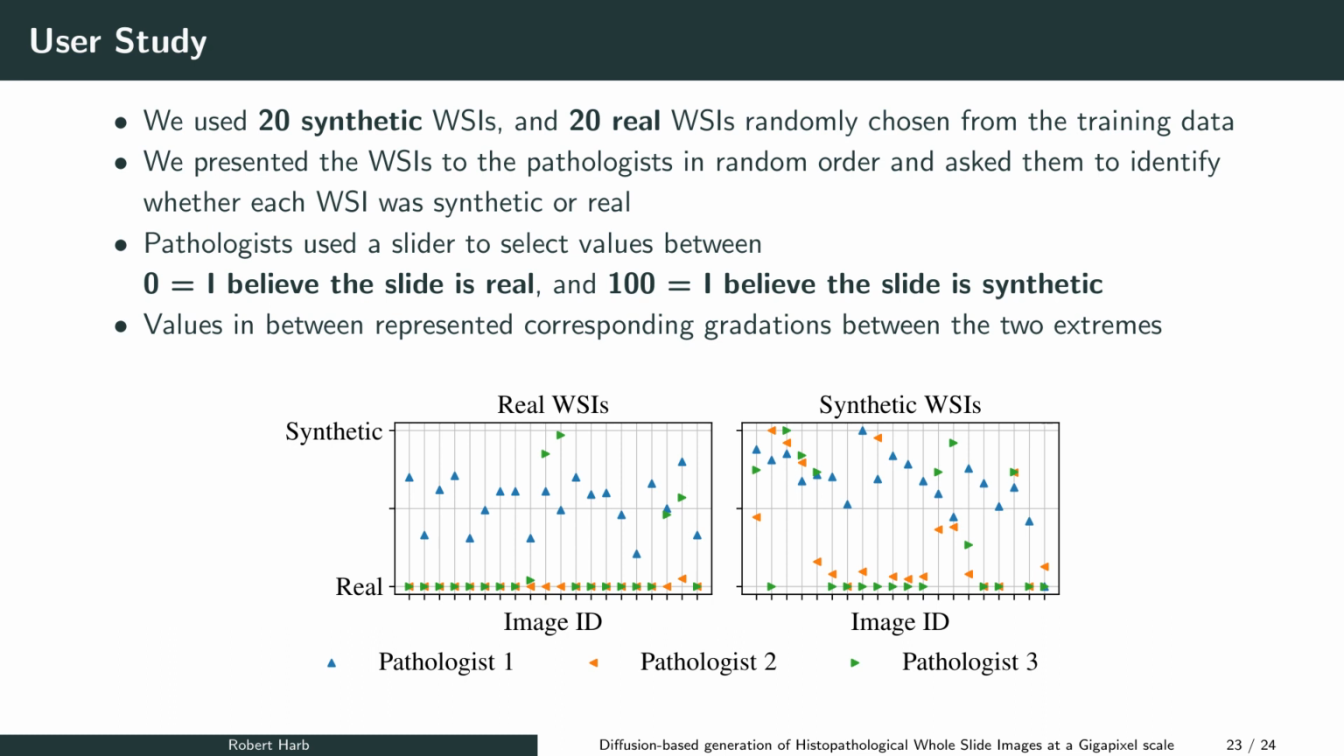To further evaluate the quality of our sampled images, we conducted a user study with professional pathologists. We presented them 20 synthetic and 20 real images and asked them to identify whether an image was real or synthetic. The results of our study suggest that pathologists were not able to consistently distinguish between real and synthetic images.